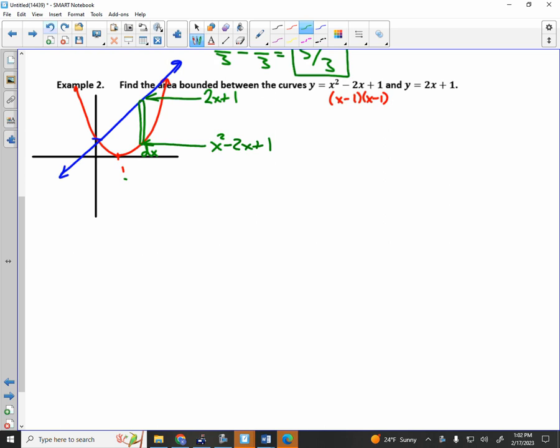So therefore, the height is the top minus the bottom. To find the height, I will take 2x plus 1, and I'll subtract the quantity x squared minus 2x plus 1. What do I get as I subtract those? Negative x squared plus 4x, and the 1 is gone, right? So that is the height of the rectangle. What's the width? So I multiply by dx. That's the area of one rectangle, but I want how many? Infinite, so I slap on an integral, and now I just need my bounds.